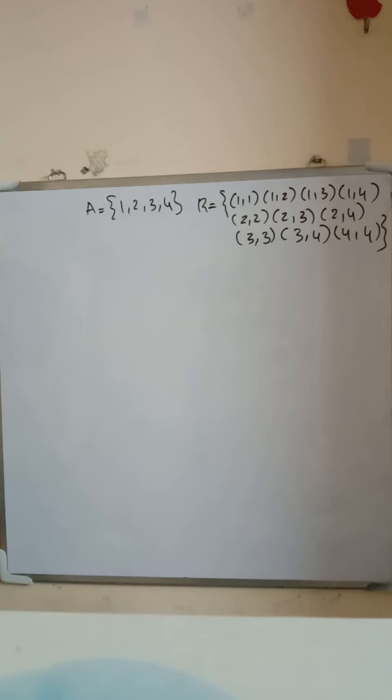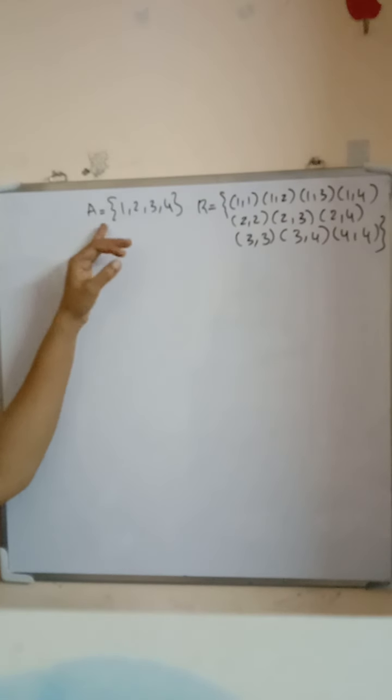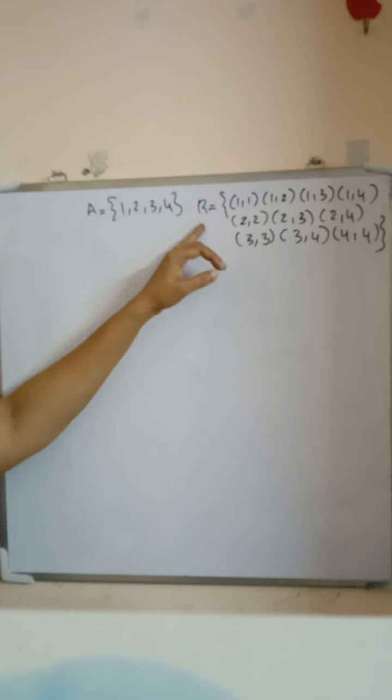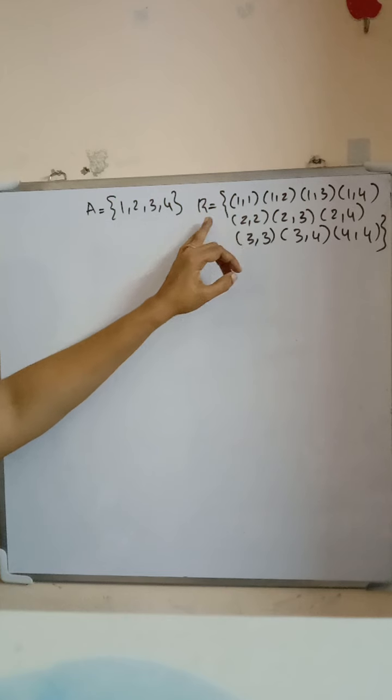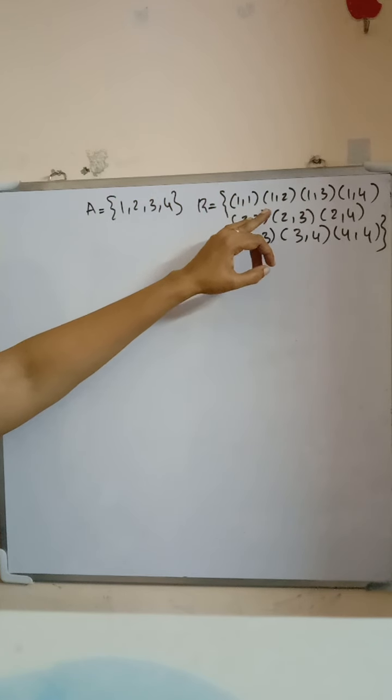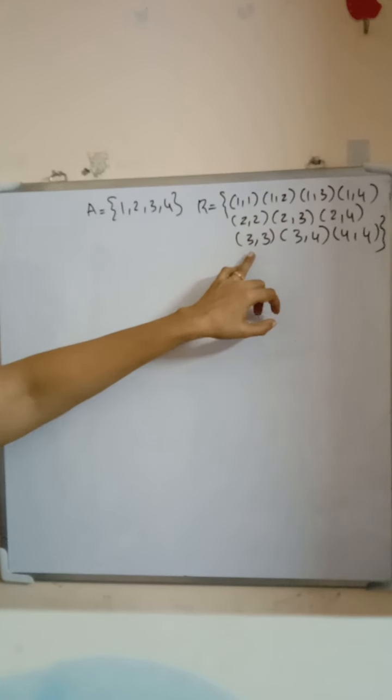Check whether the following relation is a partial ordering relation. Also represent the partial ordering relation by a Hayes diagram. A set A is equal to set 1, 2, 3, 4 and relation R is equal to set ordered pair (1,1), (1,2), (1,3), (1,4), (2,2), (2,3), (2,4), (3,3), (3,4), (4,4).